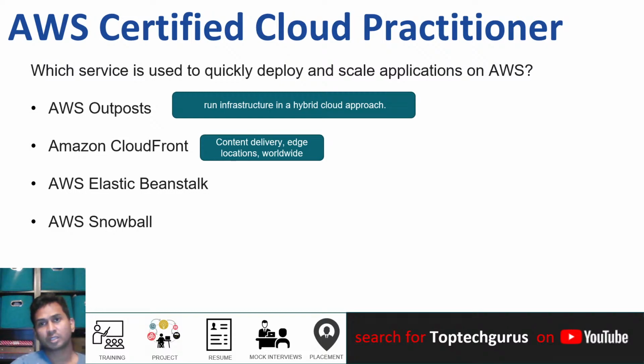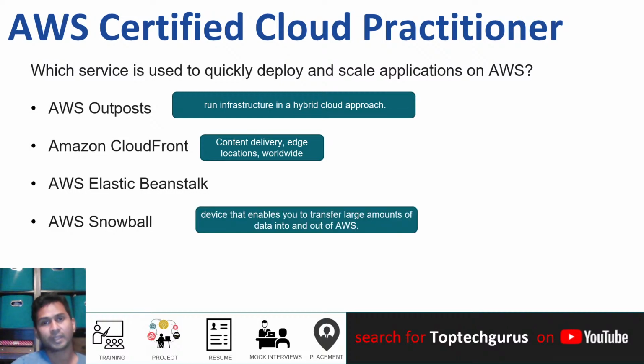Elastic Beanstalk, again, this is the answer here, but let's look at why it's not Snowball, and then we'll come back here. Snowball is actually a physical device that AWS ships to you. You transfer your data, and then you get all the data back to AWS. You ship it physically, and then you get it back there.